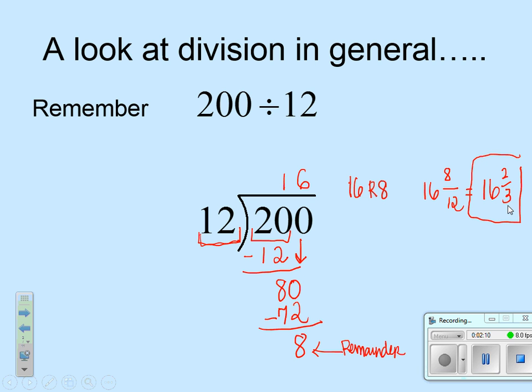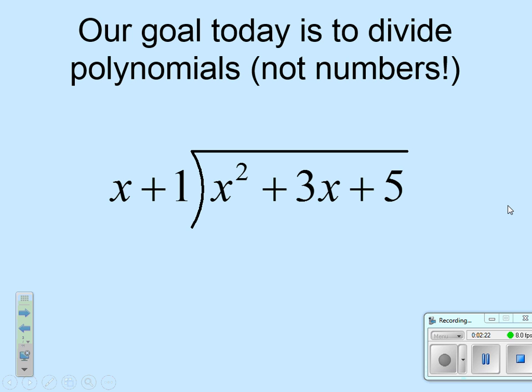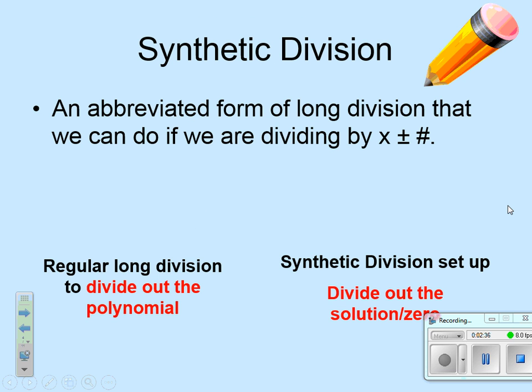Well, how is this going to be helpful? Our goal today is to not divide numbers, but to divide polynomials, where we are going to be dividing x squared plus 3x plus 5 by the divisor x plus 1. But instead of using long division, we are going to use a process called synthetic division. Synthetic division is an abbreviated form of long division that we can do if we are dividing by x plus or minus a number.